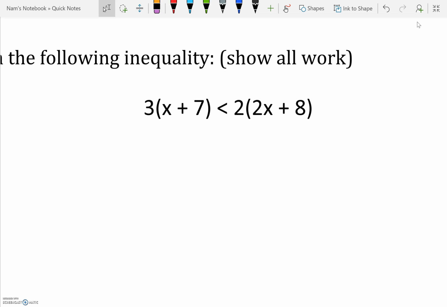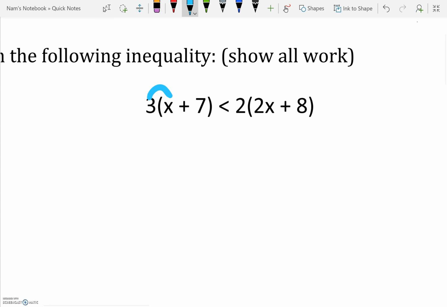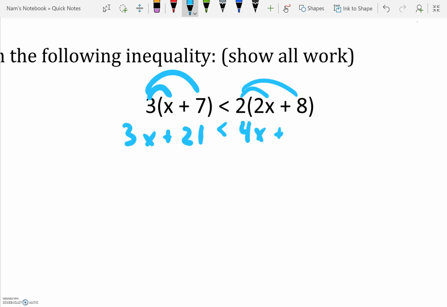So the first thing I'm going to do is do the distributive property. So I get 3x plus 21, because that is a positive 3 and that's a positive 7. I'm just going to drop my inequality sign. And here I get 2 times 2x is 4x. 2 times positive 8 is 16.